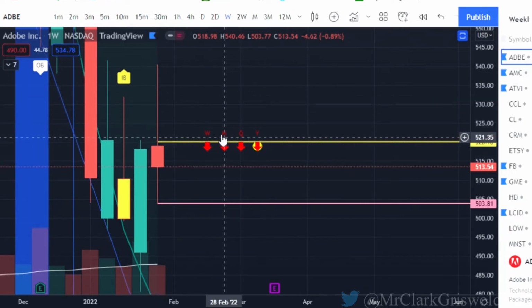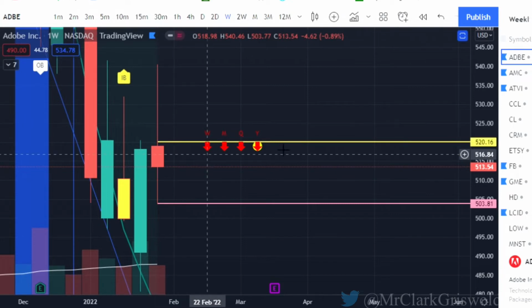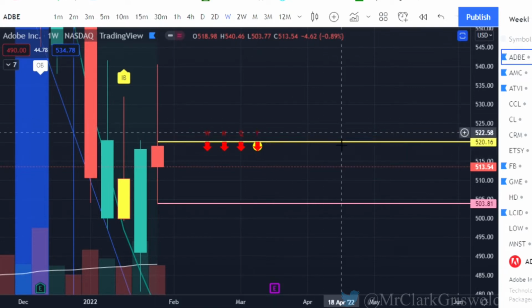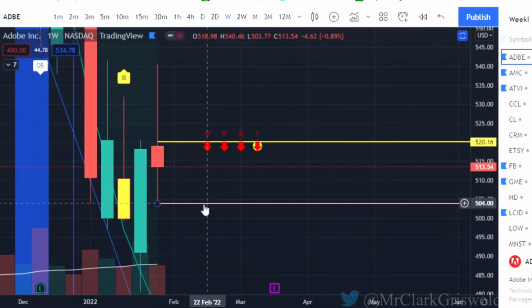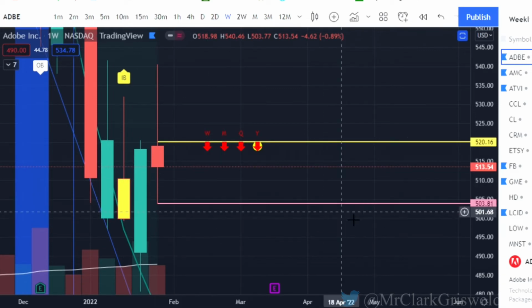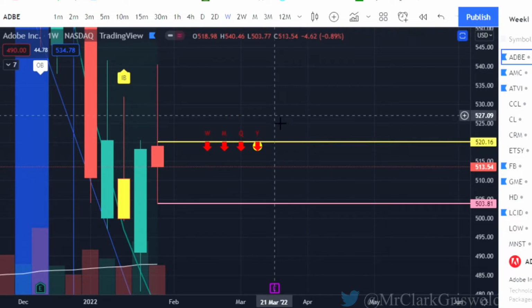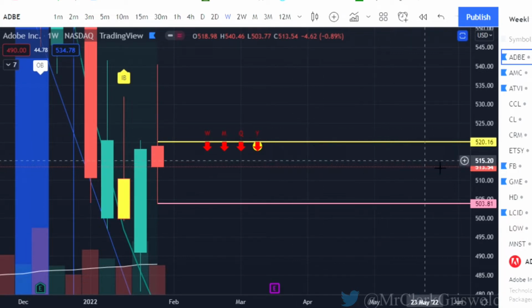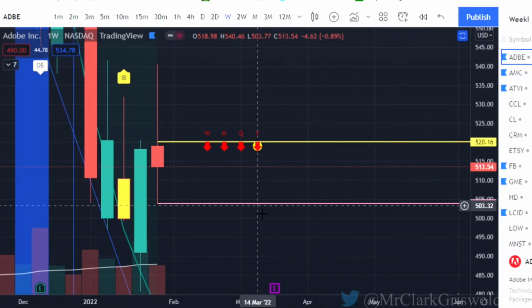You can ignore this yellow line. Those yellow lines I put in for my daily triggers. So we're going to be focusing on all the pink lines that I go through on these plays. There will be a daily setup video that will be coming out as well if you guys are interested in that. Otherwise, these are just swing plays for you guys for next week. So let's get started here.